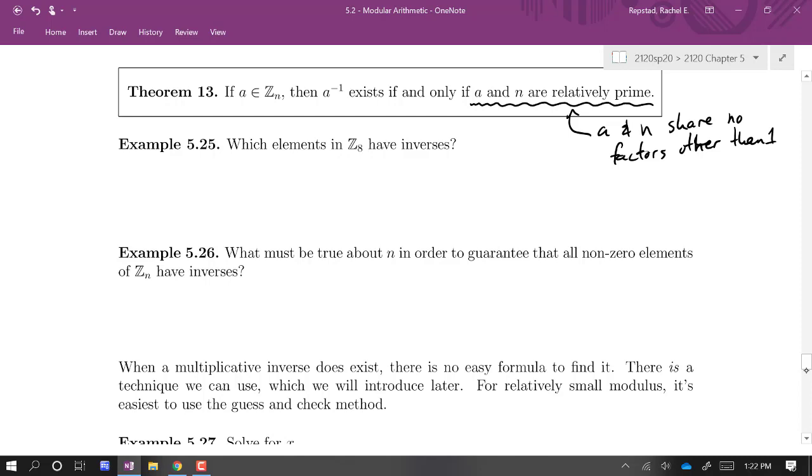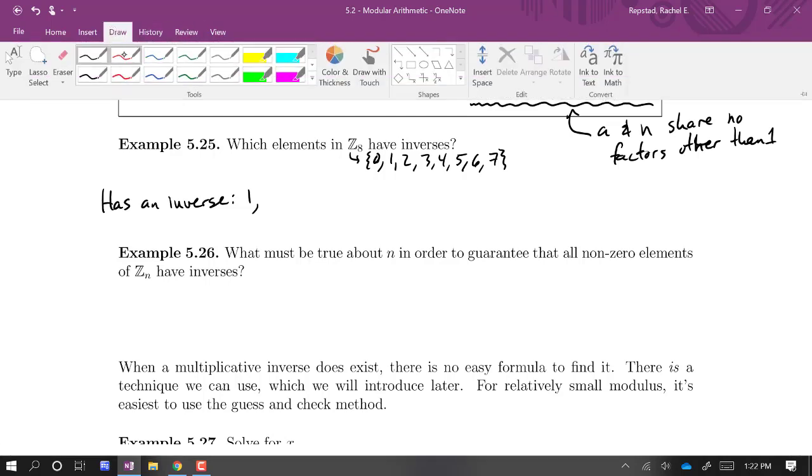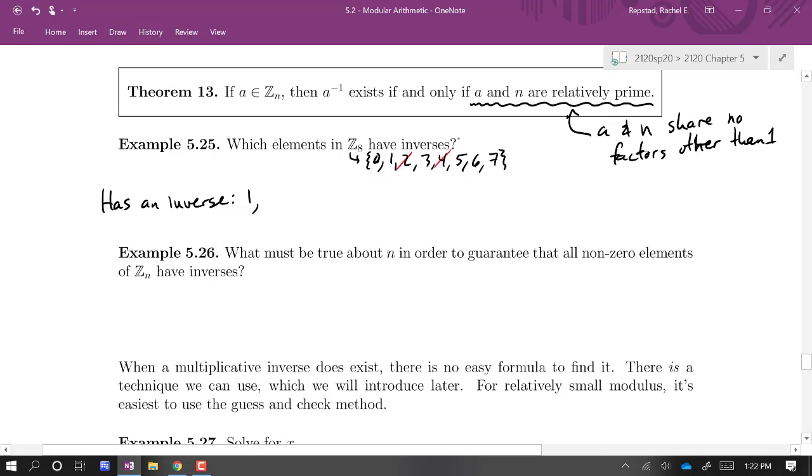So in Z8, right, Z8 is integers 0 to 7. So which ones have inverses? They're going to be the ones that are relatively prime to 8. So the ones that have an inverse will be 1, not 2, because 8 is divisible by 2. 8 is just 2 cubed. So anything that's divisible by 2 won't have an inverse. So 1, 3, 5, and 7, those are all relatively prime to 8.